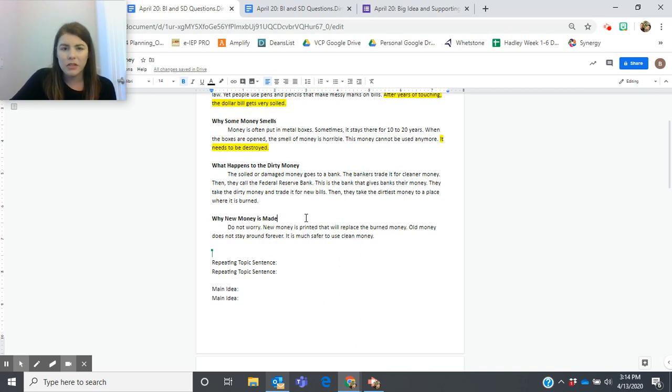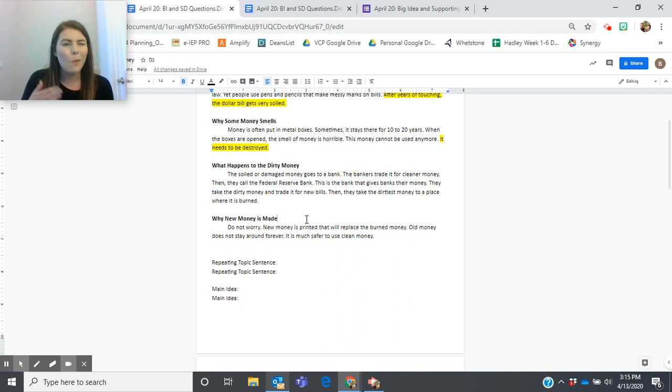What happens to the dirty money? Well, the soiled or damaged money goes to a bank. The bankers trade it for cleaner money. Then they call the Federal Reserve Bank. This is the bank that gives banks their money. They take the dirty money and trade it for new bills. Then they take the dirtiest money to a place where it can be burned.